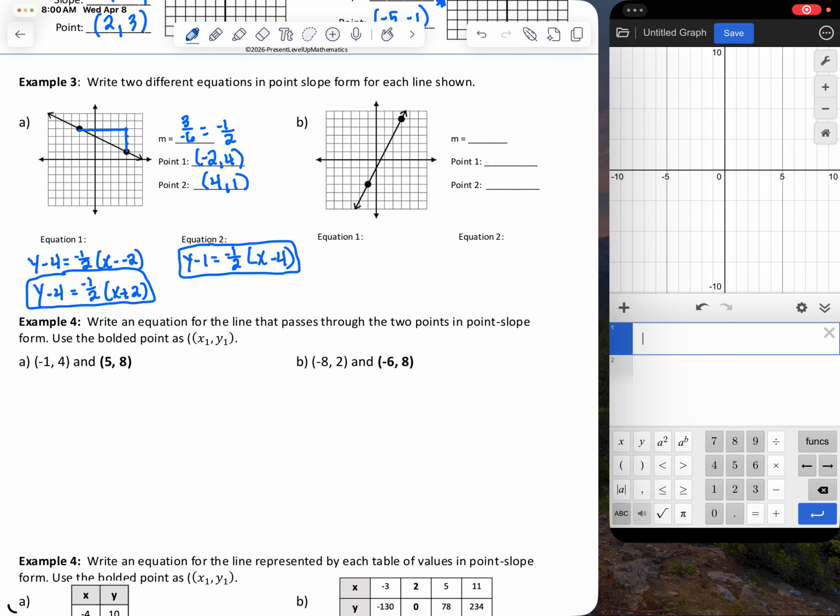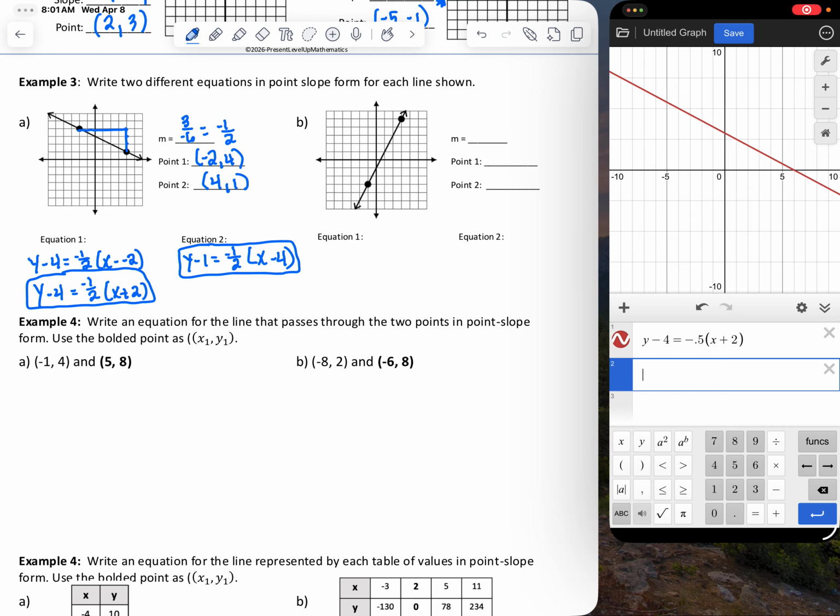Now, I'm going to use Desmos to show you that these 2 equations are equivalent. So let's see, I'll type in the first equation, y minus 4 equals negative 0.5 times the quantity x plus 2. All right, so notice it matches the graph that we were given. Now I'm going to graph equation 2, and if these 2 equations are equivalent, we should get another line right on top of this red line.